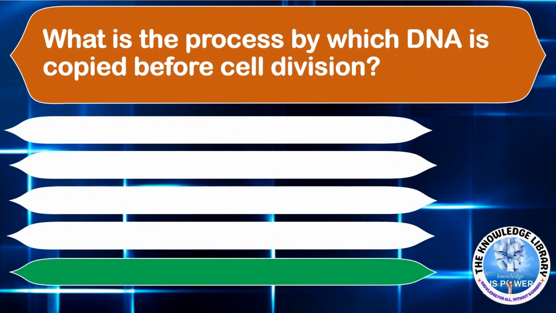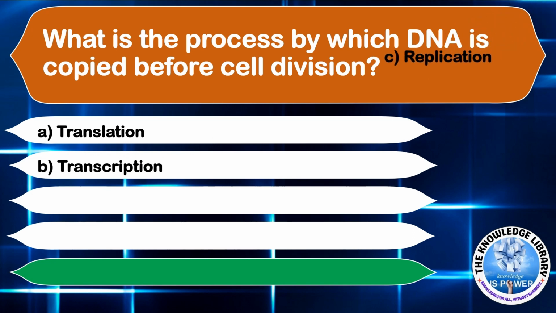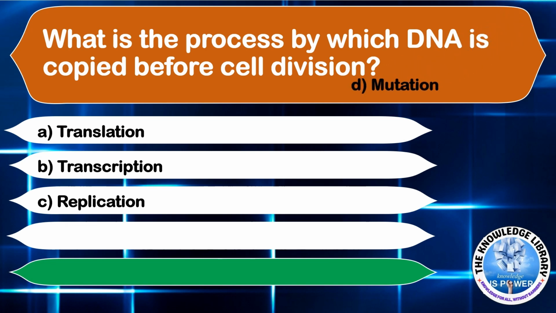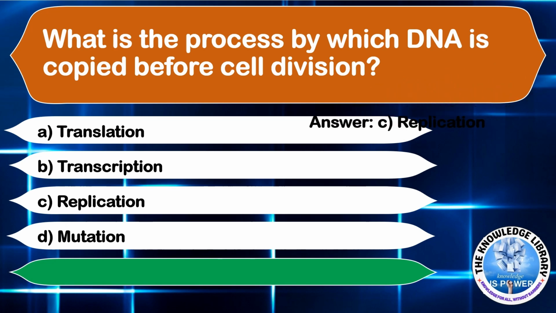The next question is, what is the process by which DNA is copied before cell division? Option A, translation. Option B, transcription. Option C, replication. Option D, mutation. Answer is option C, replication.